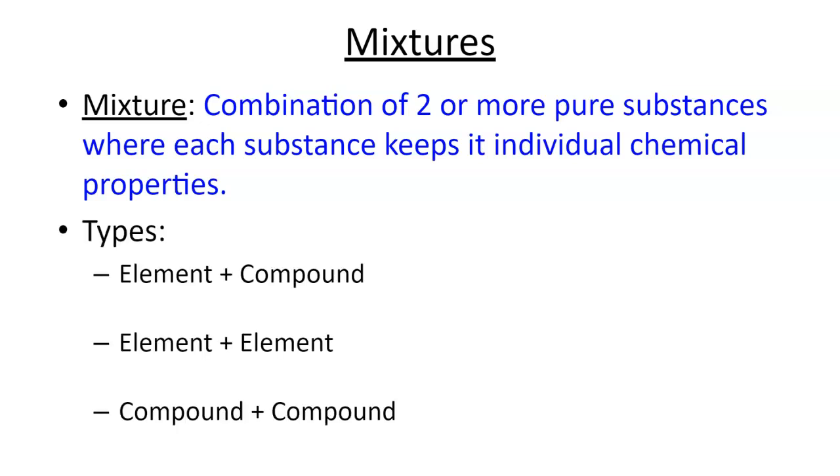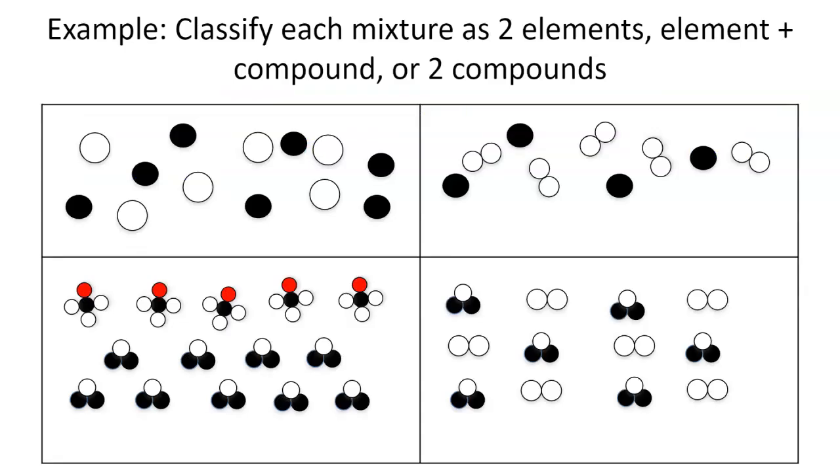Right? So we can classify mixtures in two ways. The first way, we just want to look at a particle diagram, and we want to say, is it an element or a compound? Is it two or more elements, or is it two or more compounds? Try these. How'd you do? This one here is two elements, right? There's the black circle element and then the white circle element. This one's also two elements. This time we have a diatomic element, but these are also considered elements.